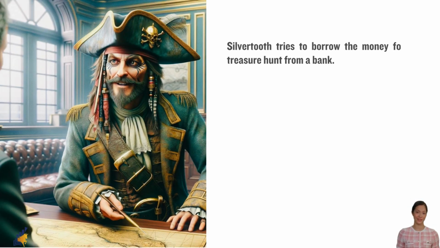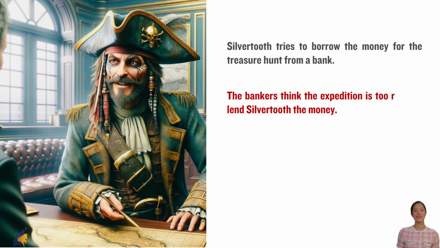Silvertooth tries to borrow the money for the treasure hunt from a bank. He visits a number of banks in the port town. Each time, he shows the bankers the map, and each time they ask about the active volcano on the island where the treasure is supposed to be. And each time, the bankers get up abruptly and leave the room. The bankers think the expedition is too risky to lend Silvertooth the money.